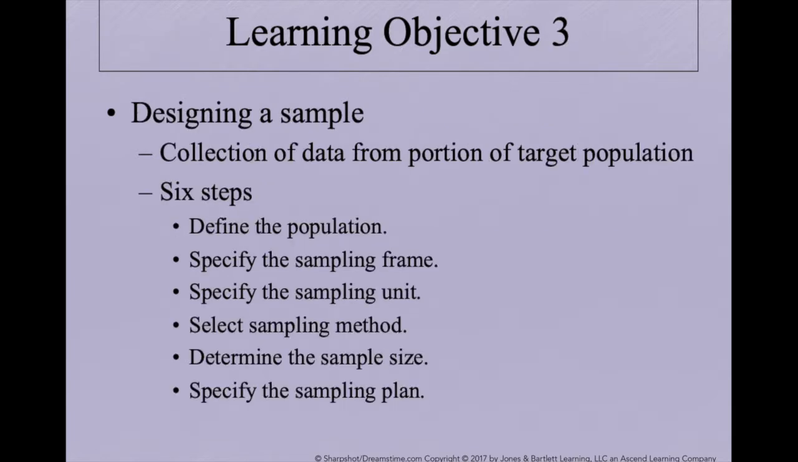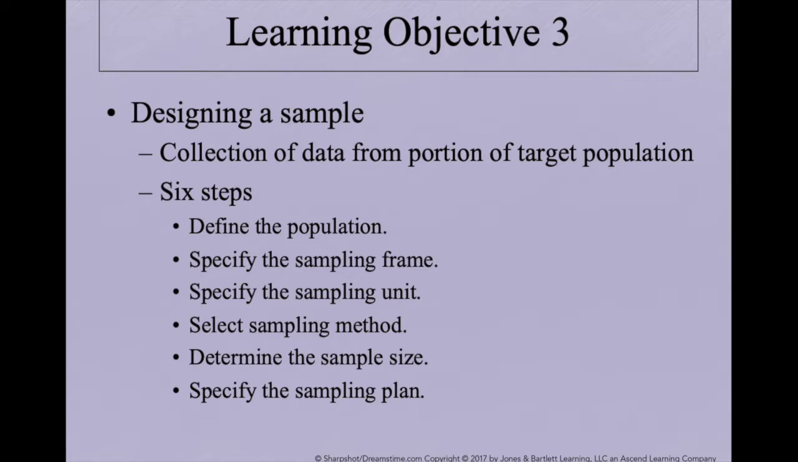Designing a sample means collecting data from a portion of the target population. There are 6 steps to this. Define the population. The population is all the people or elements for which the sample will be collected. Specify the sampling frame. The sampling frame is the means of representing the sampling population. Specify the sampling unit. The sampling unit contains the elements.